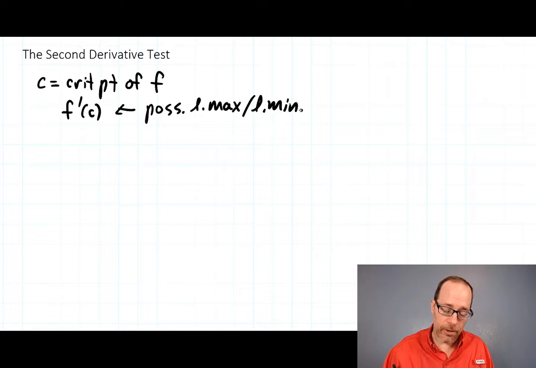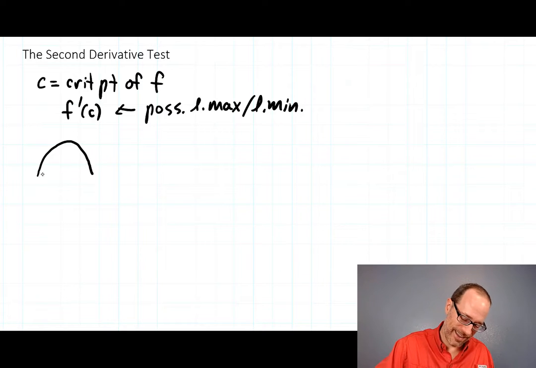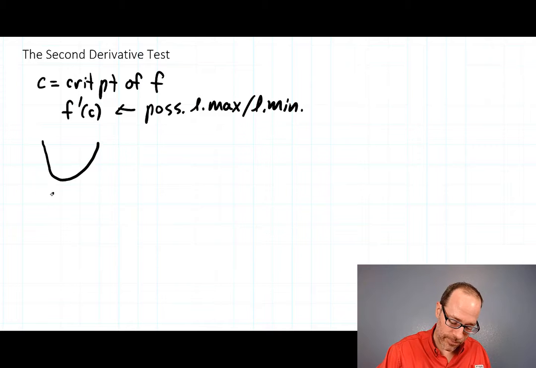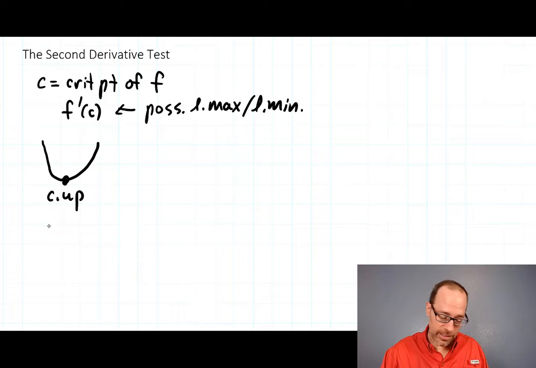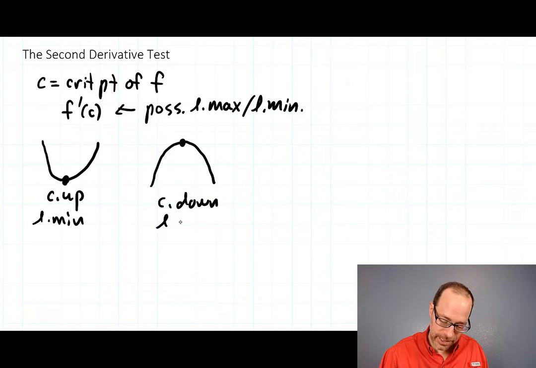So how do we tell? Well, if the function happened to be concave up and the critical point was here, then you would see that you would have a local minimum. And if the function happened to be concave down, and this was the critical point, you can see that you would have a local maximum.